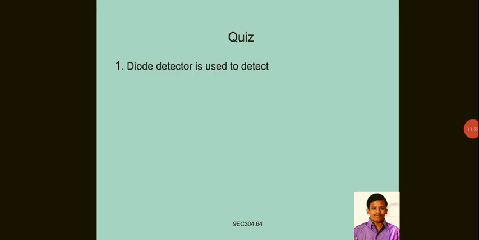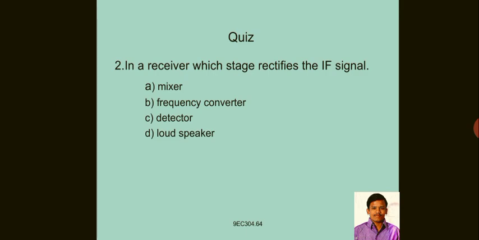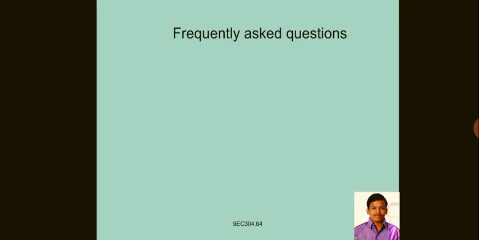Now just try to answer this one. A diode detector is used to detect FM, PM, AM, or none of the above. The answer is that the diode detector is used for AM. In a receiver, which stage rectifies the IF signal? This is related to the detector, because the stage rectifies, not amplifies. Therefore the answer will be C, that is, detector or demodulator.